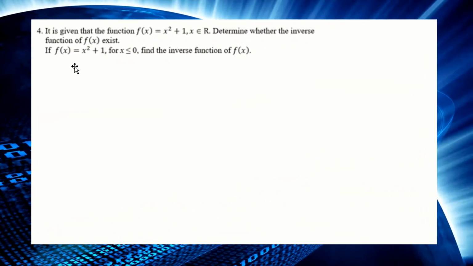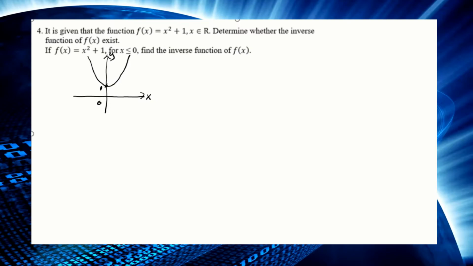Now in this question, it is given that the function f of x is equal to x squared plus 1 and x is a real number. Now determine whether the inverse function of f of x exists. In order to find out whether the inverse function exists, we need to know whether this function f of x is a 1 to 1 function. So first we need to sketch the graph of this function f of x. Since this is a quadratic function shifted 1 unit upwards, this is the quadratic function.